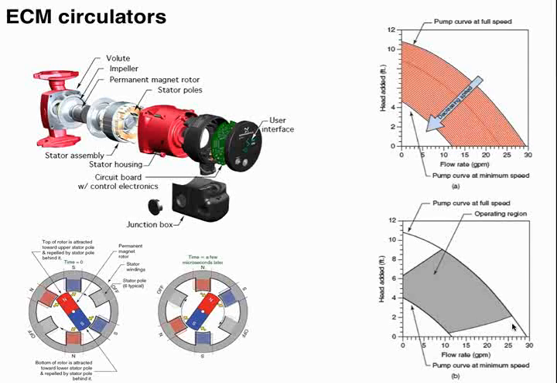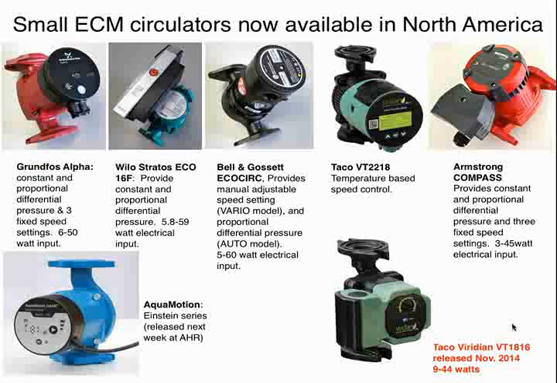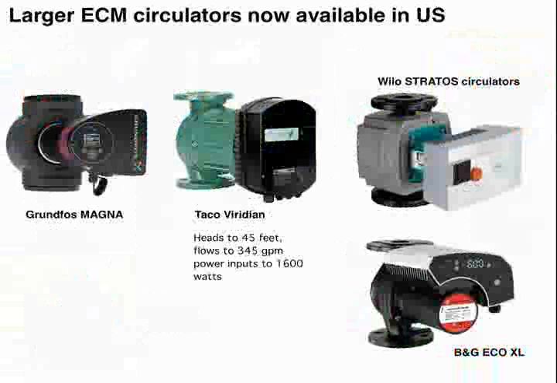Here's the lineup as of, I guess I could say as of next week. This is the lineup from the major manufacturers of circulators. Taco's added a couple circulators to its lineup this year. This one is basically a temperature or delta T function. This one is delta P function. And just a couple weeks ago, I saw this in one of the trade journals. I wanted to add it. It's going to be coming out next week at the ASHRAE show from Aquamotion. So you get a wide range of product in the residential, light commercial sector.